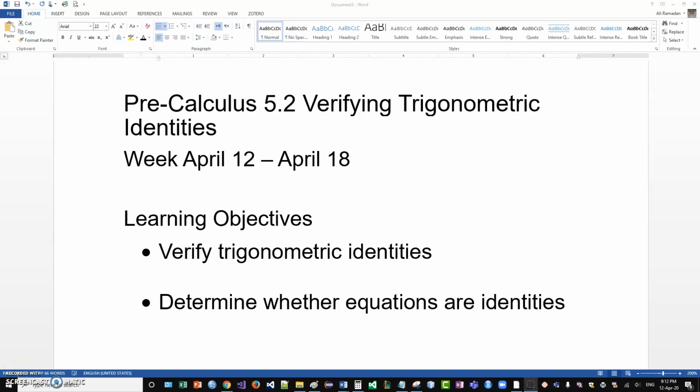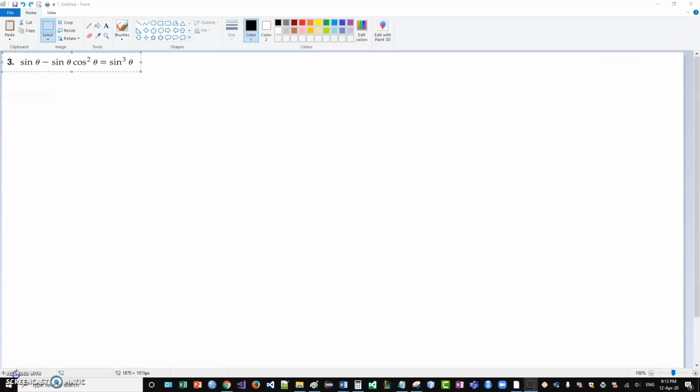Hello, welcome to the second part of lesson 5.2, Precalculus, Verifying Trigonometric Identities. Our learning objectives are to verify trigonometric identities and determine whether equations are identities.